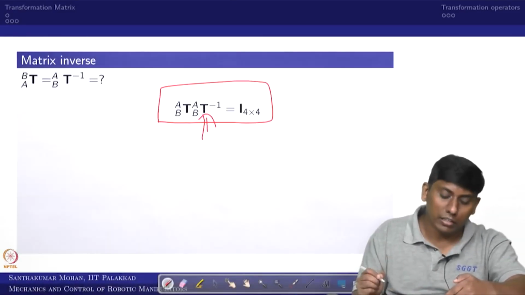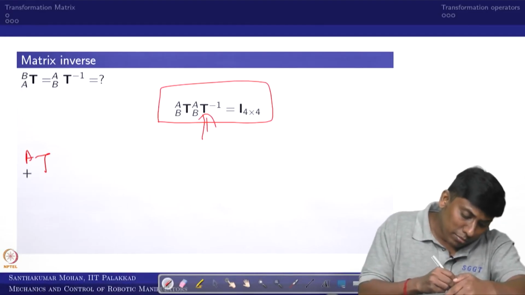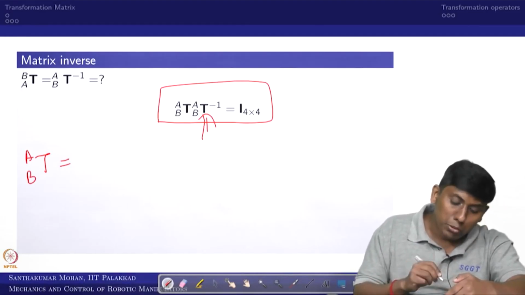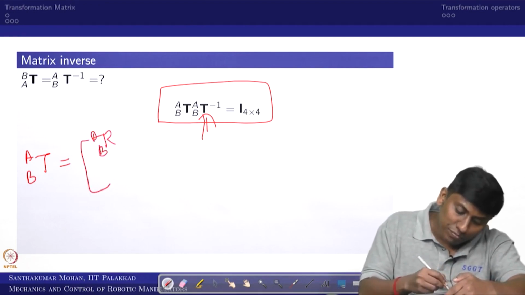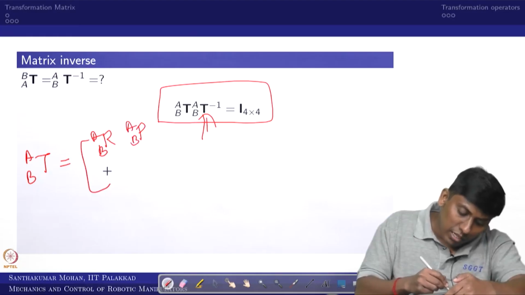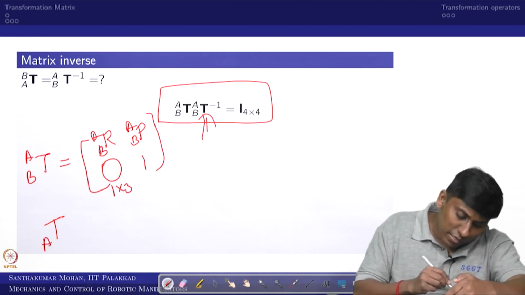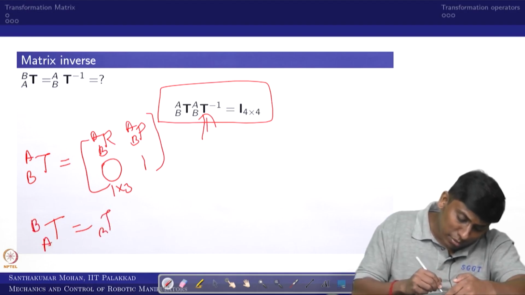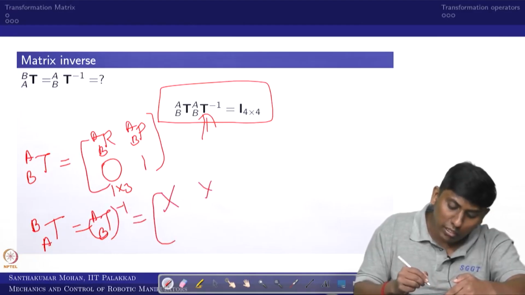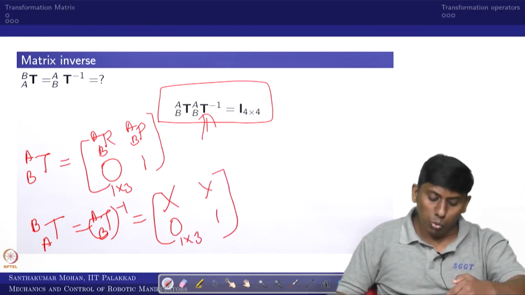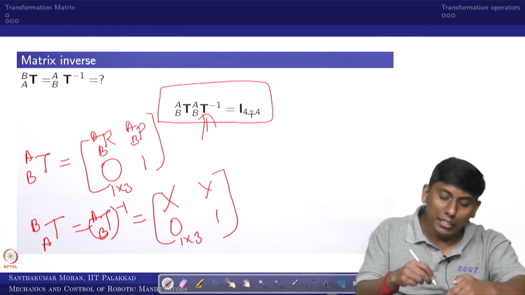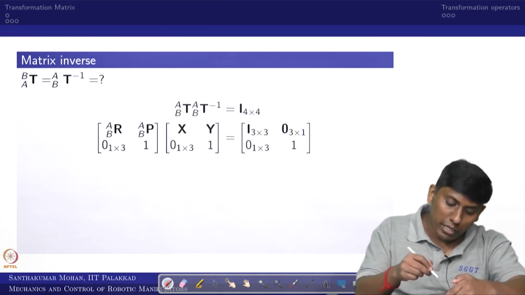this information is unknown, in the sense the transformation matrix of A with respect to B is unknown, but the transformation matrix of B with respect to A can be written this way. And this is a big 0, which is 1 cross 3, and this is 1. And the transformation matrix of A with respect to B, in the sense of this inverse, would have X as the big block and Y as the other block, and this is 0, which is 1 cross 3, and this is 1. So what I can do is multiply these two matrices and equate to the identity matrix, right? So that is what we are going to do.